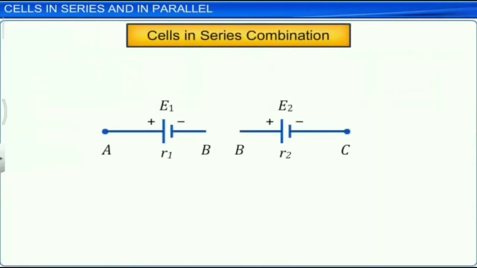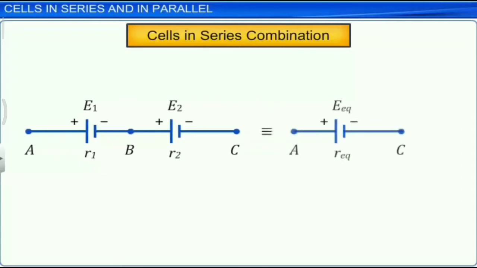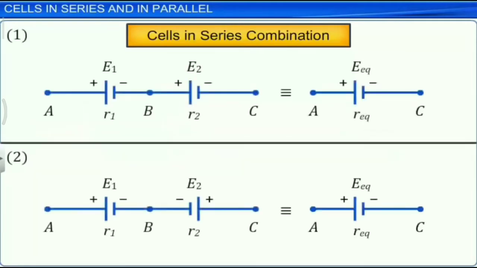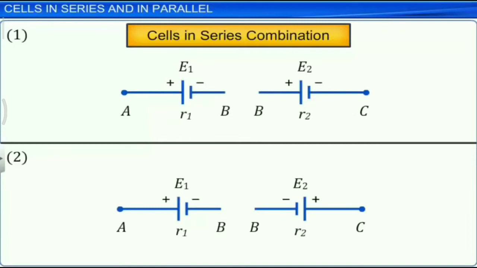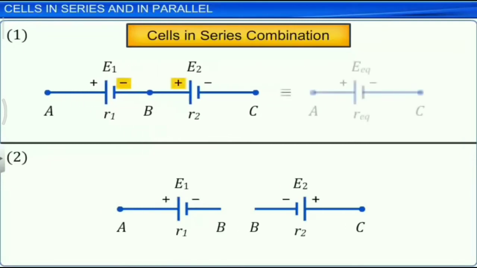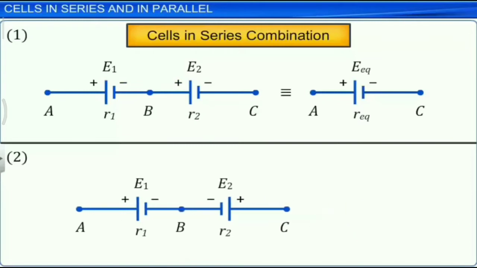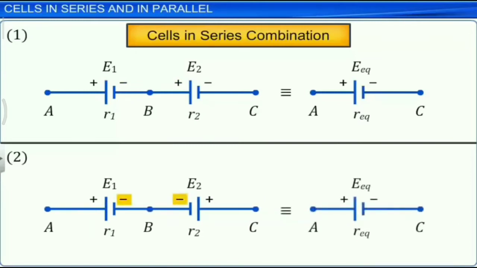So consider cells in series combination. Two cells we can take, E1 and E2. We know that series connection means the negative terminal of the first battery is connected with the positive terminal of the second battery. Two ways we can connect: negative and positive, or negative terminal connected with another negative terminal. In both cases you can get the resultant equivalent EMF.